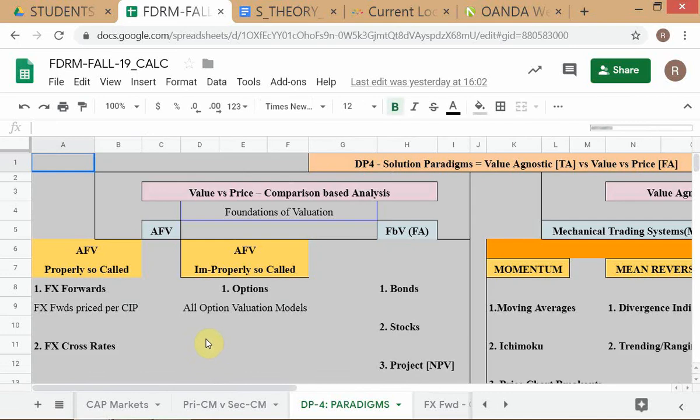This is why I have put this here under DP4 paradigms. So you're getting a little bit of a flavor as to why, because we haven't really covered arbitrage free valuation properly. We haven't covered classical riskless arbitrage. But the reason I'm giving you the answers in layers is, why have I put option valuation models under AFV? Because they use AFV principles, but it's improperly called an AFV model, because in a true AFV model there will be no subjective forecast. Everything will be known today itself. Everything is based on the market. All the inputs are current market prices, which you can observe. Nothing so uncertain about it.